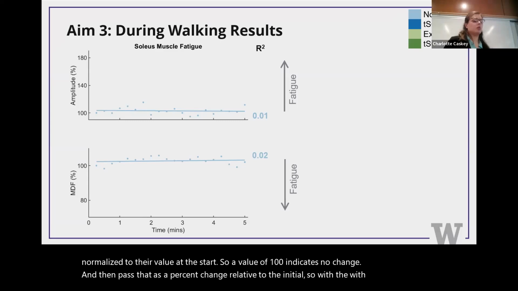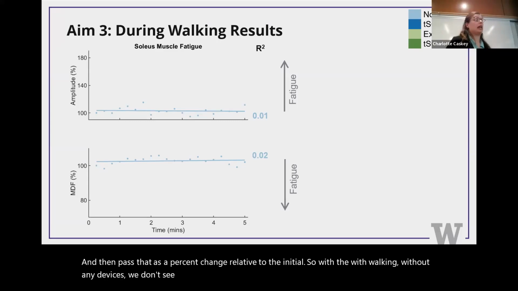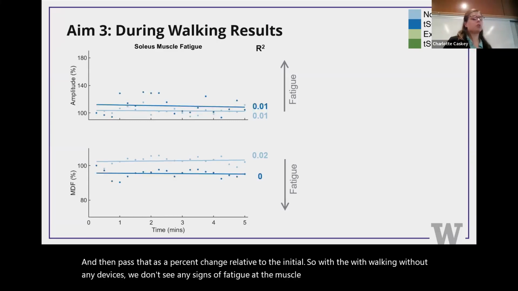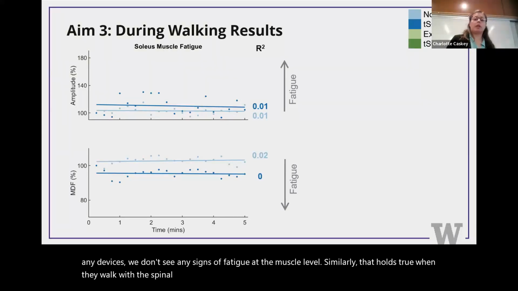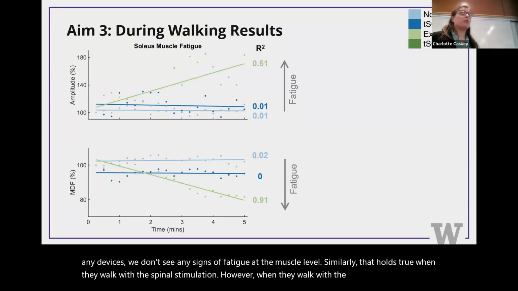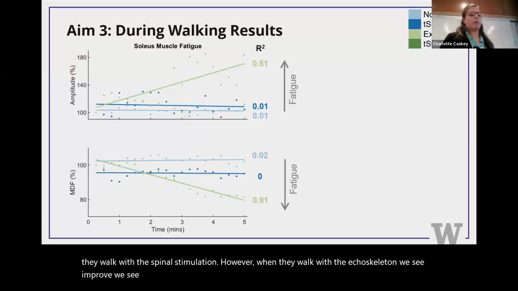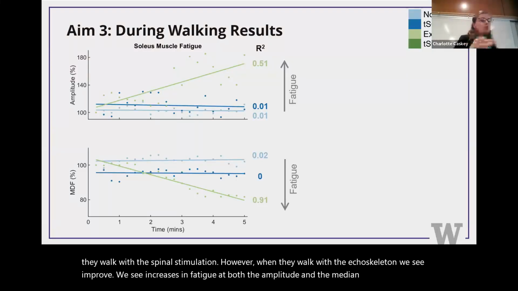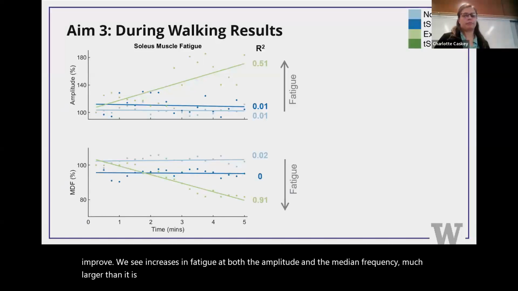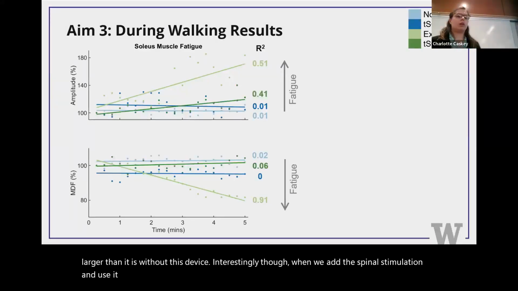So with walking without any devices, we don't see any signs of fatigue at the muscle level. Similarly, that holds true when they walk with the spinal stimulation. However, when they walk with the exoskeleton, we see increases in fatigue at both the amplitude and the median frequency, much larger than without this device. Interestingly, though, when we add the spinal stimulation and use it in conjunction with the exo, we don't see that same rate of fatigue in the muscles.